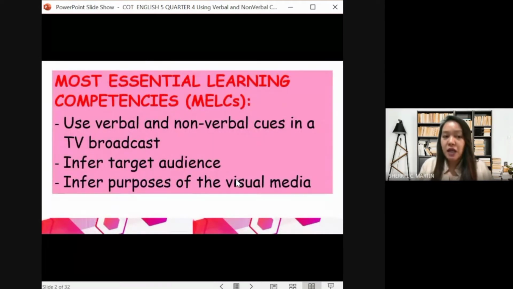So before anything else, I would like to present to you the most essential learning competencies. One, use verbal and non-verbal cues in a TV broadcast. Two, infer target audience. Next is infer purposes of the visual media.